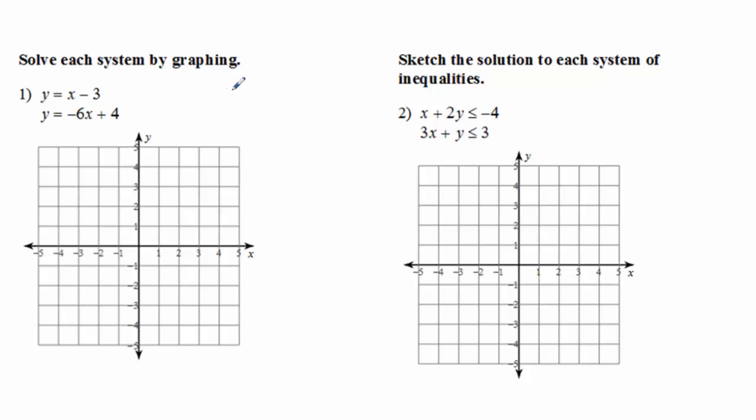Number 1 says solve each system by graphing. So these are both set up in y equals, which means we can go straight to our y-intercept, which on the first equation is -3. And then we'll use the number in front of x, which would be a 1, to do our slope. So since it's a positive 1, that's up 1 and right 1.